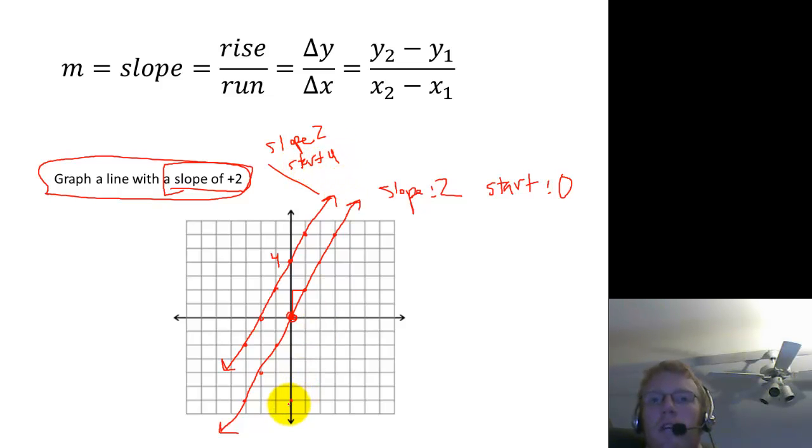I could also start way down here and go up 2 over 1, up 2 over 1, up 2 over 1, and I could draw in a line right here. So what do you notice about all these lines? Any line with a slope of 2 has the same rise over run, and it has the same direction that it's pointing. So the slope really tells you the direction that it's pointing and how steep it is, and then where it's actually located on the graph is given to you by the starting value. So lots of different lines can all have a slope of 2, but they'll have maybe different starting values.